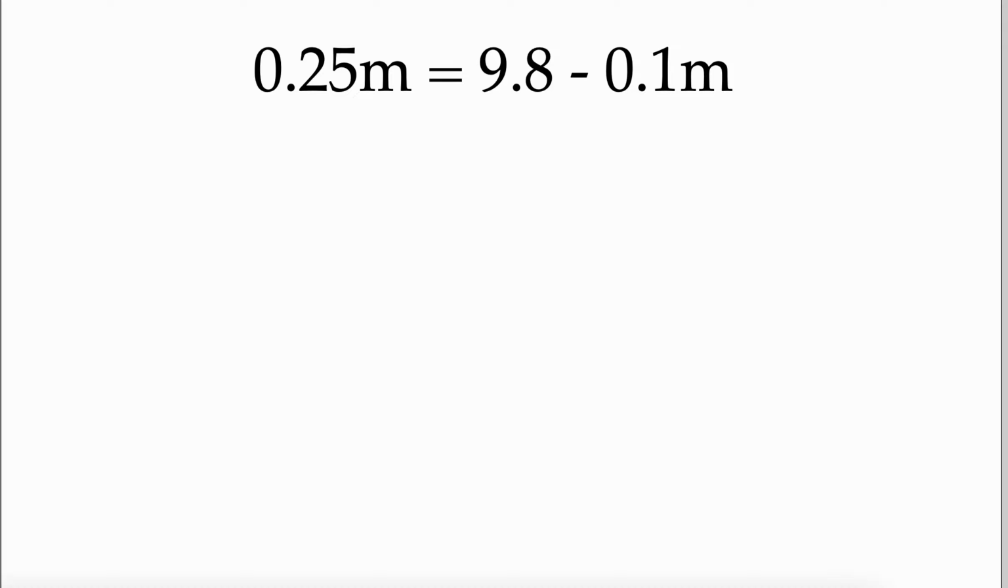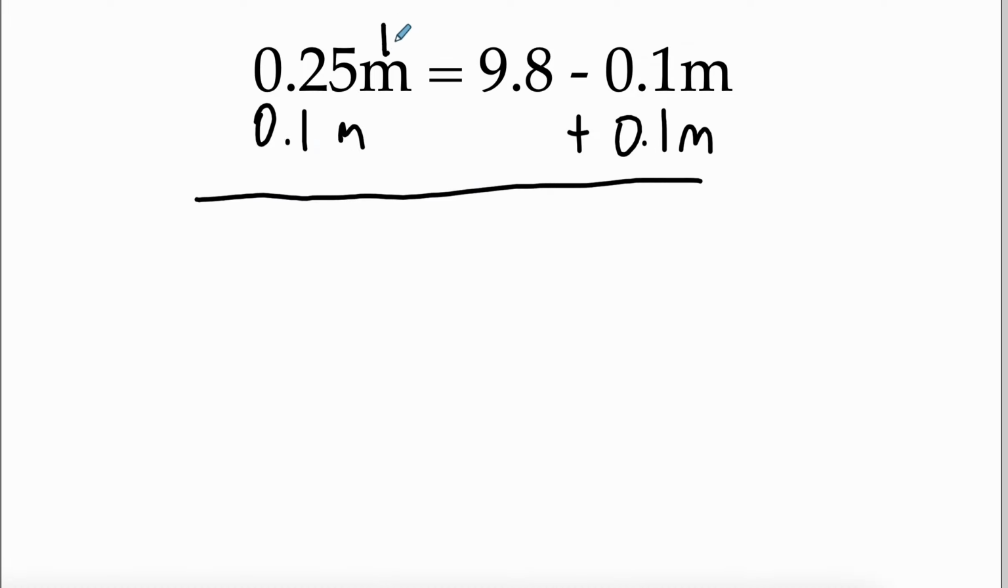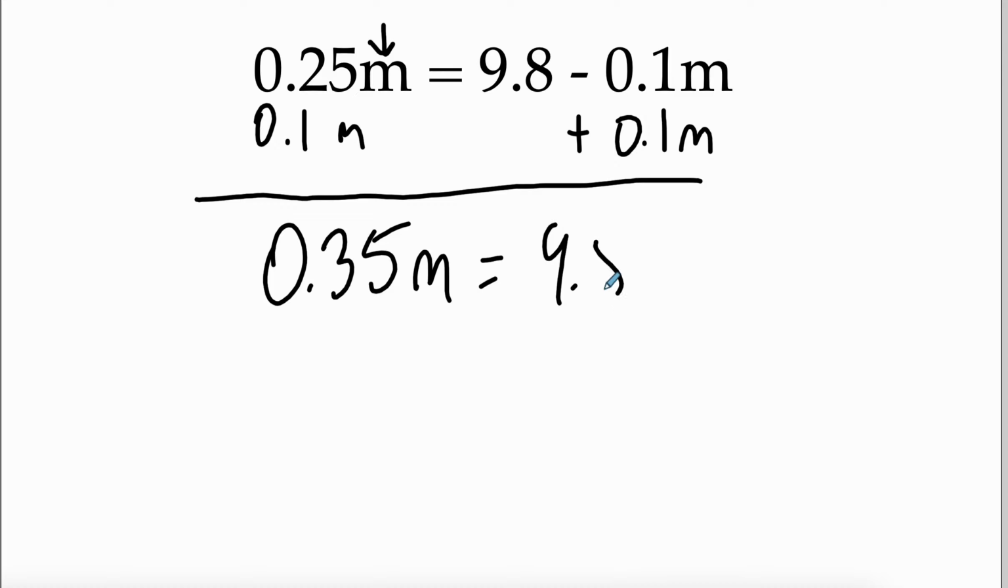In this particular example, it makes a little more sense to combine the m's from the beginning and then use a special multiplication. So we're going to say, let's add 0.1m to the right and 0.1m to the left. That's the same logic as last time. This m over here is already kind of by itself. So that gives us 0.35m is equal to 9.8.